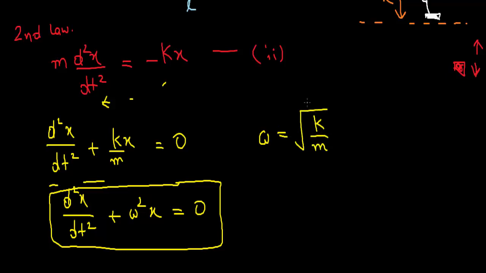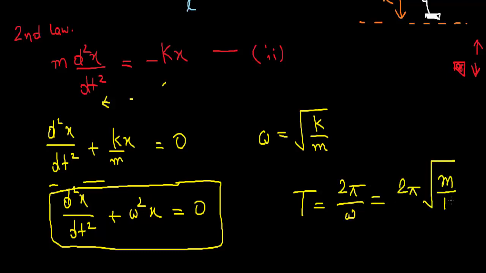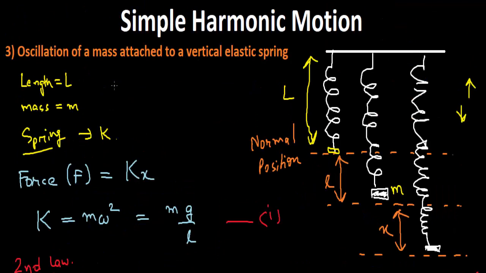So this is the differential equation of a simple harmonic motion, and it indicates that the motion of the loaded spring is harmonic. And finally we'll find the time period, T equals 2 pi upon omega. So this will be 2 pi root m upon k. So this was all about spring constant and oscillation that is executing simple harmonic motion.